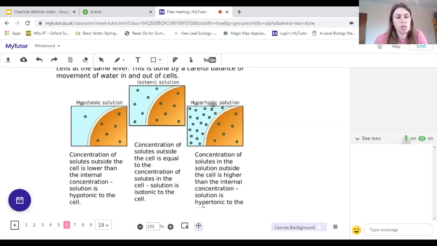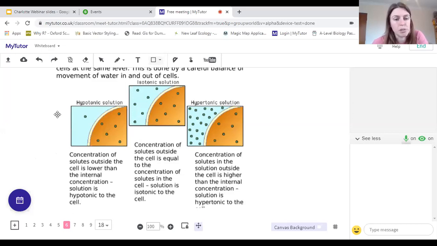So we're going to start on the left here with a hypotonic solution. Notice the way it's spelt, hypo. Hypo means low. So if the concentration of solutes outside the cell is lower than the concentration of solutes inside the cell, the internal concentration, then we say that that solution outside the cell is hypotonic to the cell.